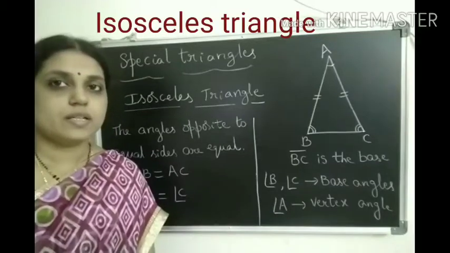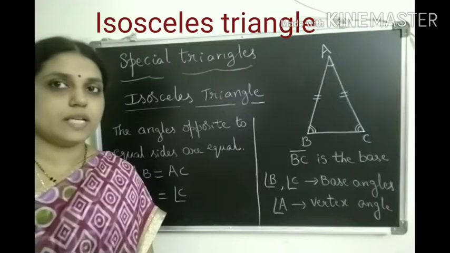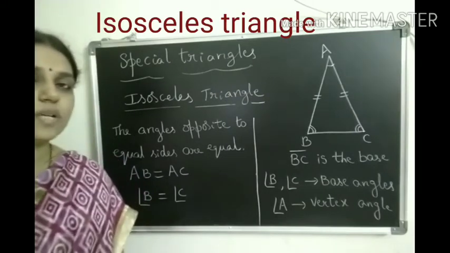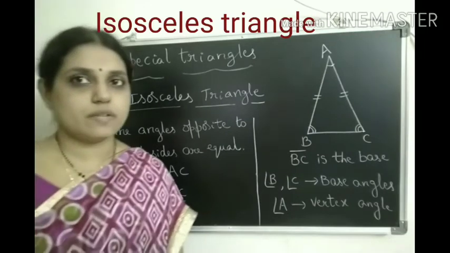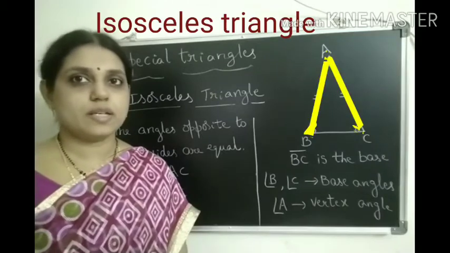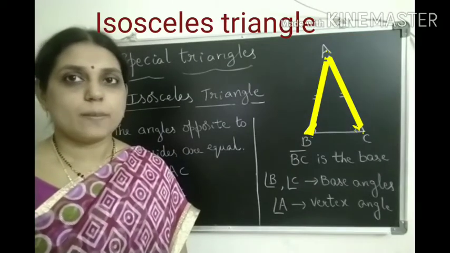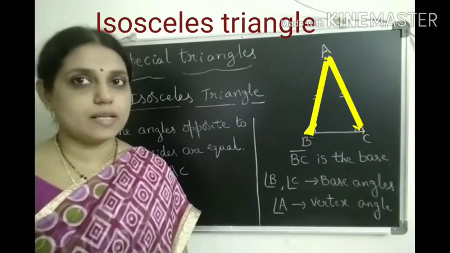Hi children, in this video we are going to learn about isosceles triangle and equilateral triangle and a few more properties also. So here, what is an isosceles triangle? This we already learned in the classification of triangles. An isosceles triangle is a triangle with two equal sides. But actually not only two equal sides, it has two equal angles also.